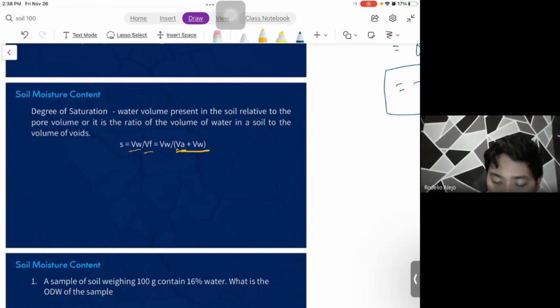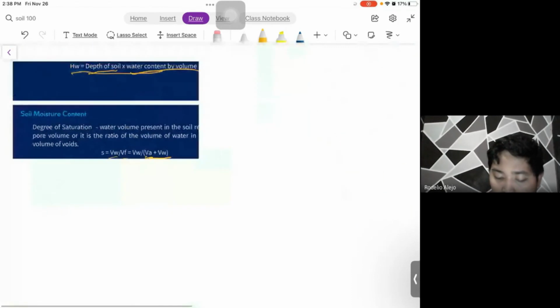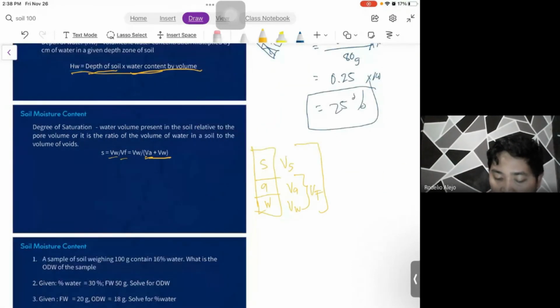Diba? Kung natatandaan nyo yung ating, for example, ito yung soil natin. Ito yung solid, ito yung air, ito yung water. So, that is the volume of solid, that's the volume of air, and that is the volume of water. This will be the volume of pore space. Then, volume of solid plus volume of air plus volume of water is volume total. Okay, that's how we identify the volume of the soil.